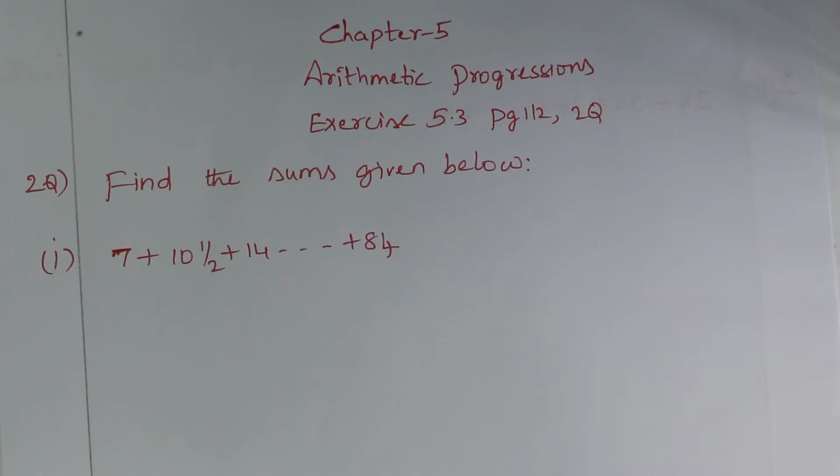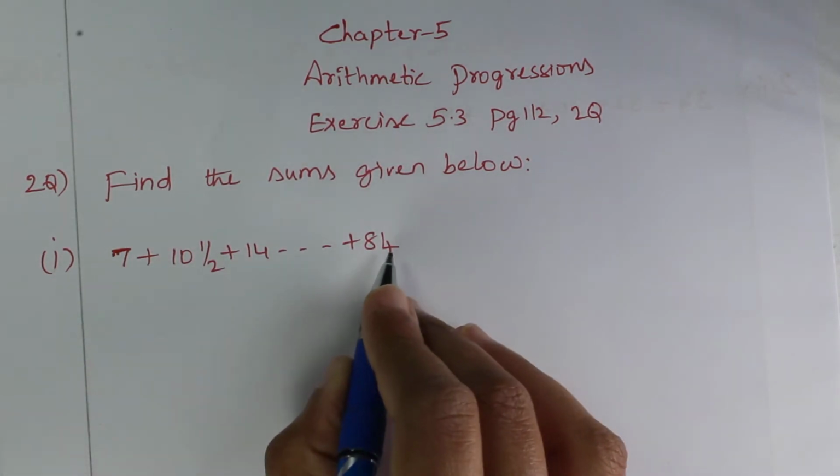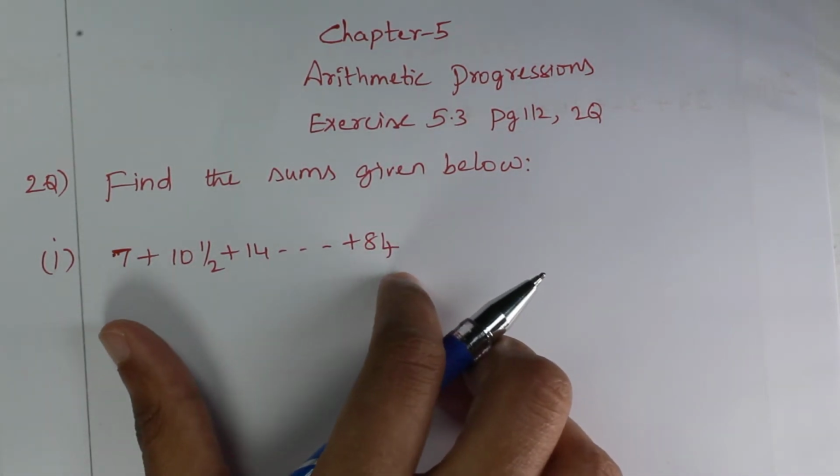In this session I am going to explain the second question from exercise 5.3, page number 112, chapter 5, Arithmetic Progressions. So let's read the question first. Find the sums given below. So he has given an arithmetic progression series. We have to find out the sum of the series.